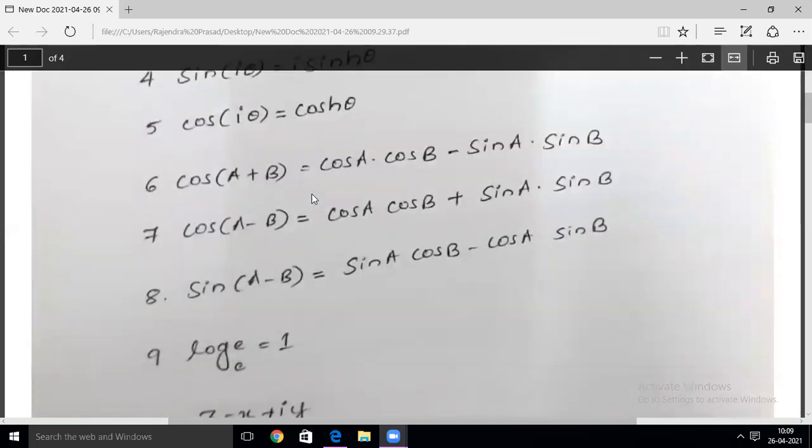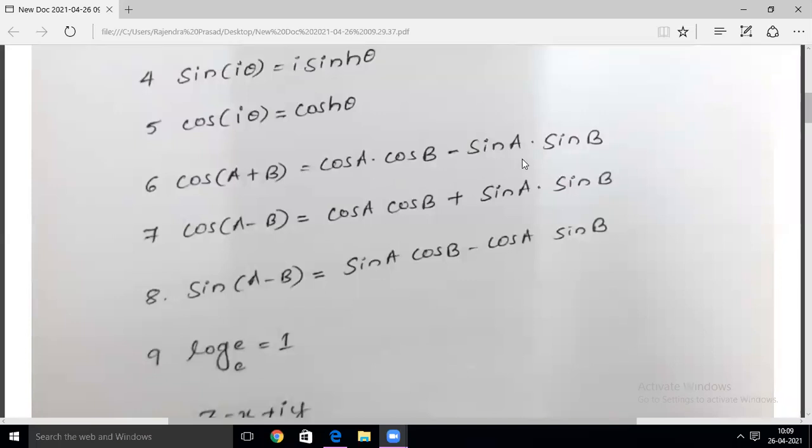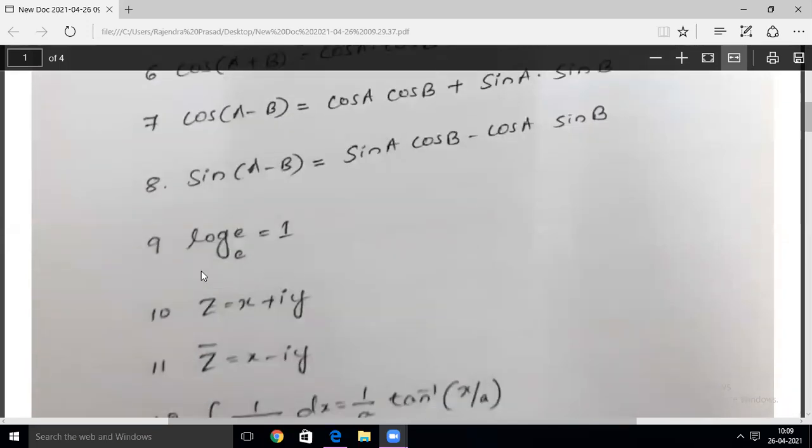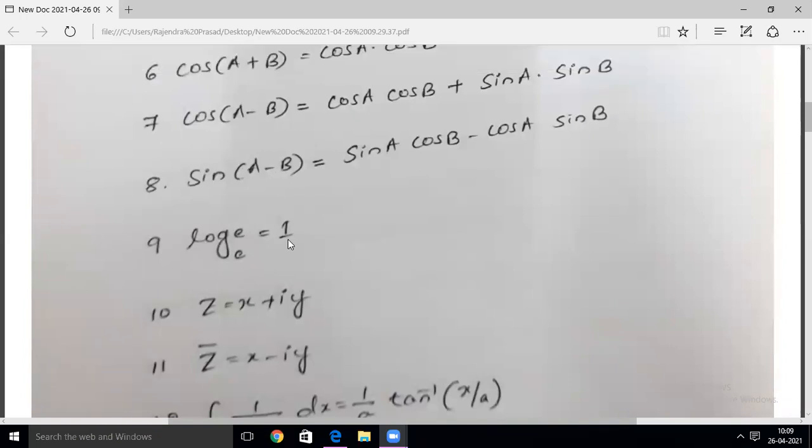Cos of a plus b is equal to cos a into cos b minus sin a into sin b. Cos of a minus b is equal to cos a into cos b plus sin a into sin b. Sin of a minus b is equal to sin a into cos b minus cos a into sin b. And also we know that log e base e value is equal to 1.